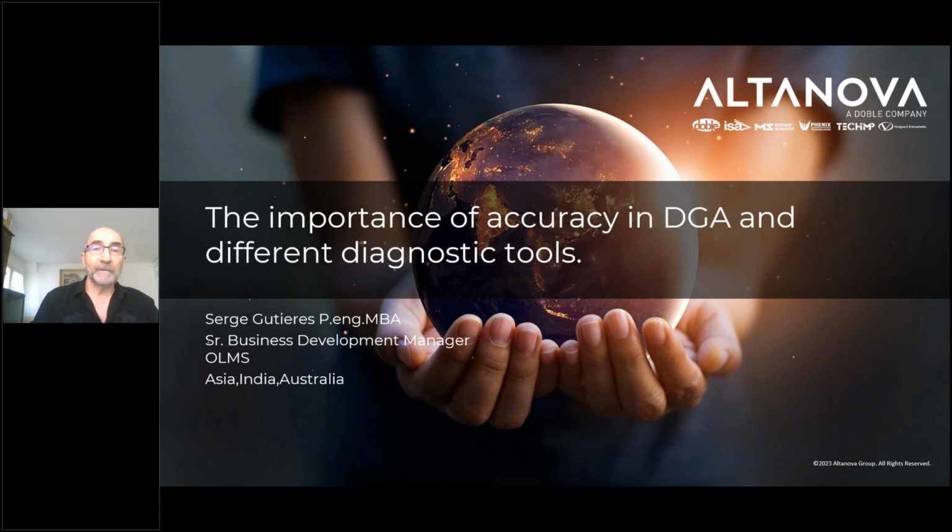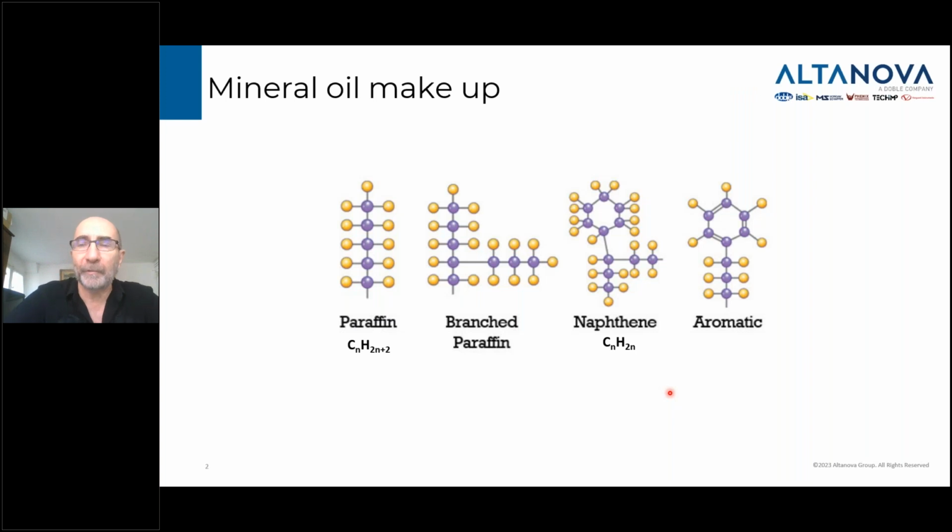Okay, good. So let's go over a brief review of why do we do DGA. As you know, our transformers are using oil. Mostly 95% of transformers are using mineral oil around the world, mostly for two reasons. One, to use that as a cooling fluid to remove heat from the core. And the second one is insulation. Now, the major oil that's being used is mostly mineral oil, and mineral oil comes in mostly different forms.